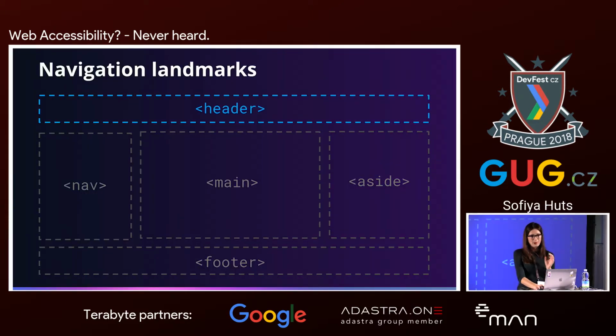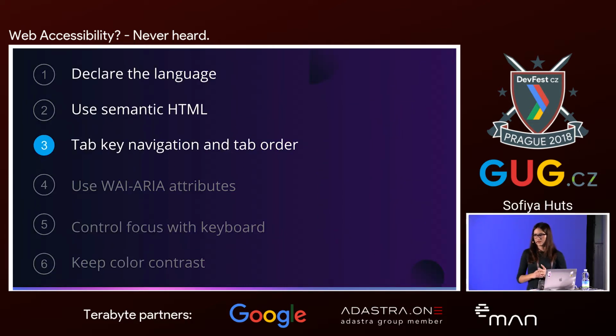The main navigation landmarks are header, footer, navigation, which contains different navigation links across the website, main content, and aside tag, which has some additional information related to the website, but it can be some banner, etc. The third one: use tab key navigation and tab order.